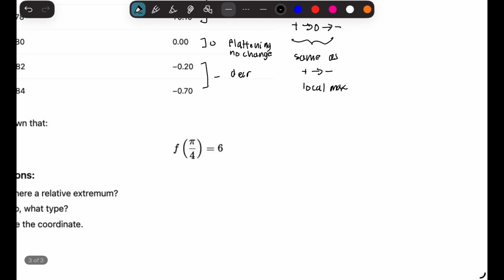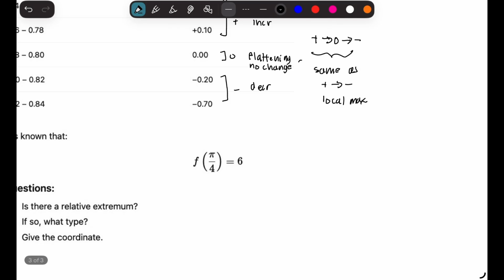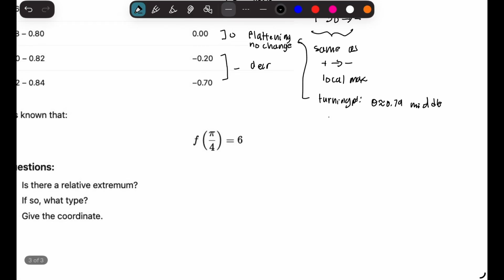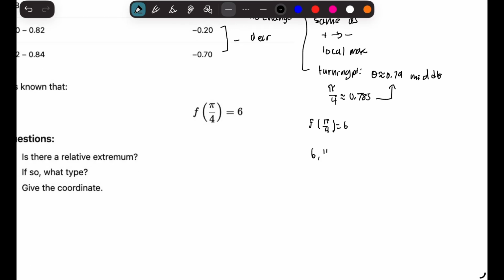The change occurs from 0.78 to 0.80. That means we can say that the turning point is probably going to be 0.79 at the middle. And we know that pi over 4 is approximately 0.785. So that means it's basically matching this. So f of pi over 4 is equal to 6, you can write 6, pi over 4.